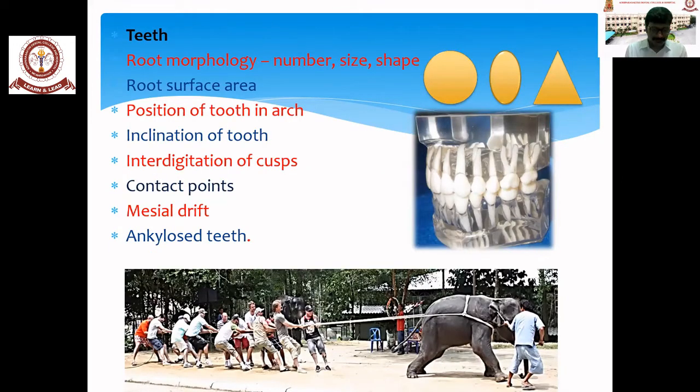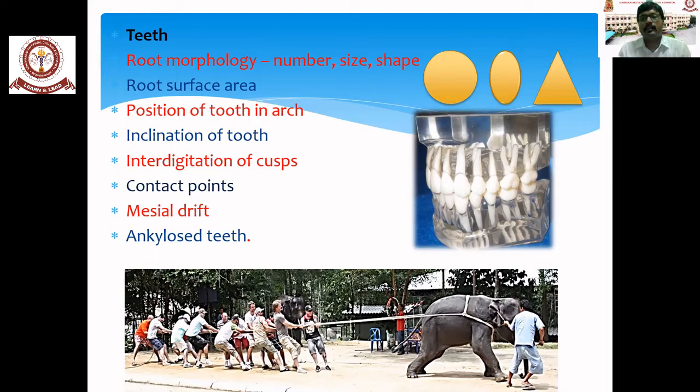In general, when you take teeth as an anchorage, a lot of consideration should be given to the morphology of the root. First, the number of roots present: the larger the number of roots, the better the anchorage. Then the size of the root, whether it is curved or straight, and the shape of the root. The larger the size, the better the anchorage. The more slender the root, the weaker the anchorage.